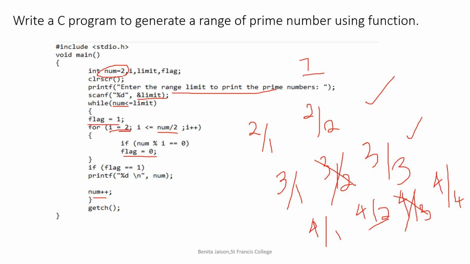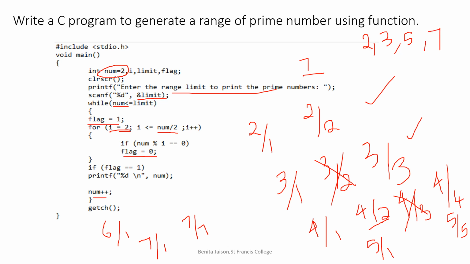Now as we have given the limit as 7, again we will increment num to 5. 5 is divisible by 1, and 5 is not divisible by 2, 3, 4, and 5 is divisible by 5. So it will be displayed: we will be printing 2, then 3, and after that 5. Then again we will increment, and the value of num will be 6. 6 is divisible by 1, 2, 3 and itself, so 6 is not prime. We will increment the value of num to 7. 7 is divisible by 1 and by itself. So again we will be printing 7 as prime.